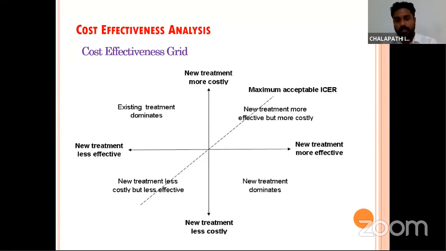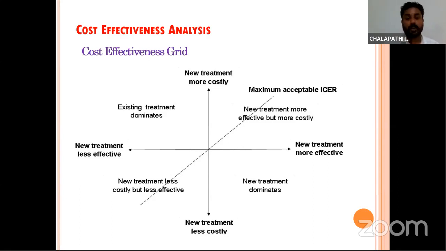If you look into the left one, I have a treatment which has lesser efficacy. You take the left lower corner as A, left upper corner as B, right upper corner as C, and right lower corner as D. So I'm going to talk about the left lower corner, which is A. The new treatment is less costly but less effective.